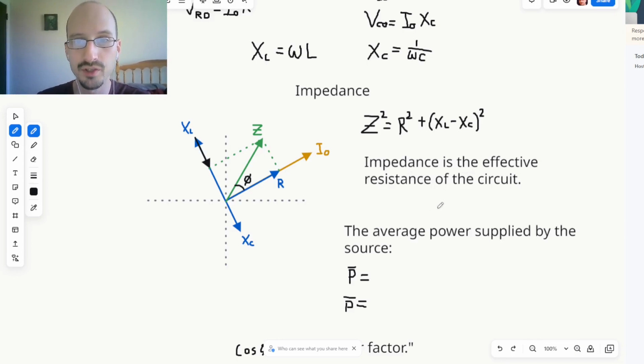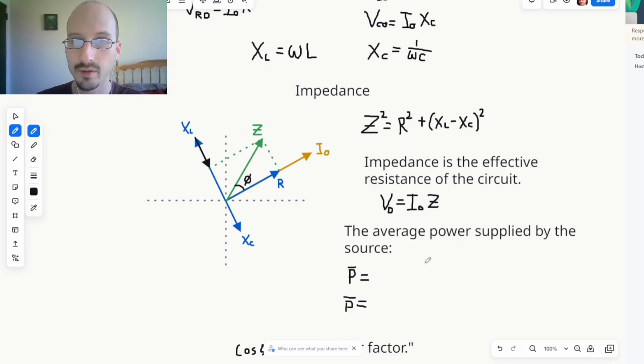So for the voltage of the circuit as a whole, we can write V, this is the voltage supplied by the source, is equal to current maximum, it has to be the maximum voltage, times impedance. And this also works with RMS values.